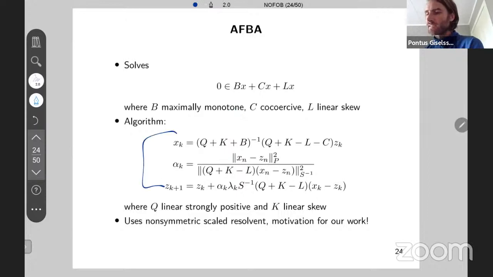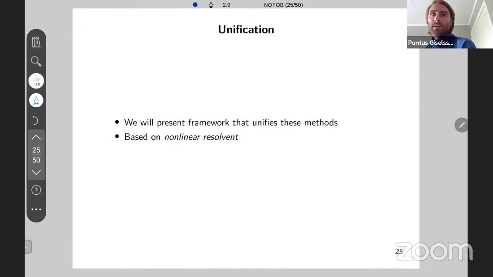And then the algorithm looks like this. So this is slightly different because it uses a non-symmetric scaled resolvent instead of the standard resolvent that we have seen everywhere. And this is one of the motivations behind our work. And we will come to this after the break. So what we will present then is a framework that unifies these methods that solve monotone inclusion problems. And it will be based on something that we call a nonlinear resolvent that we will introduce right after the break.